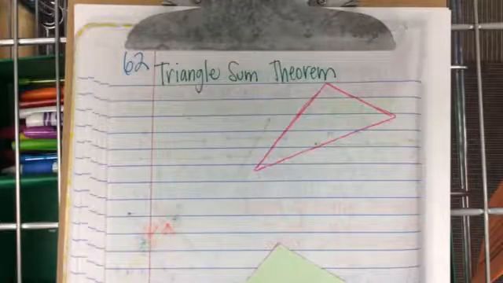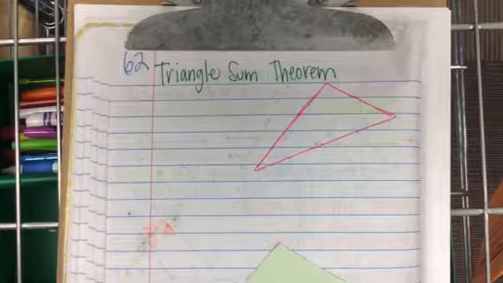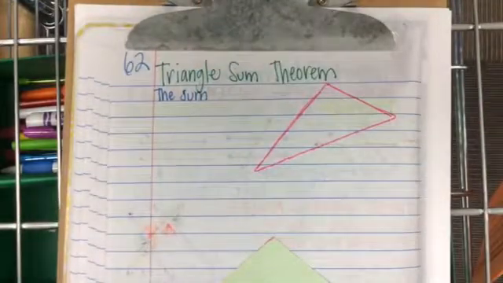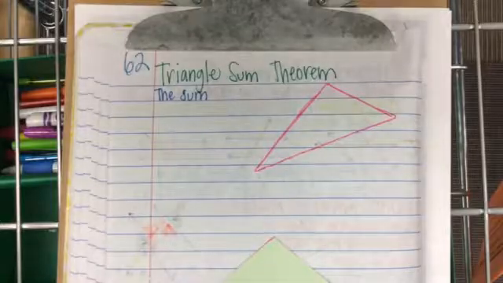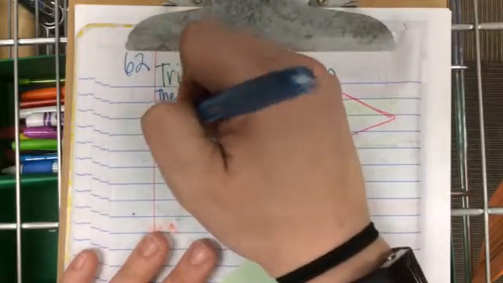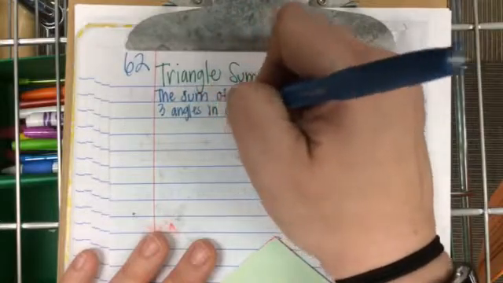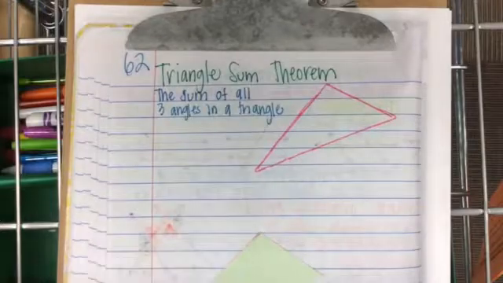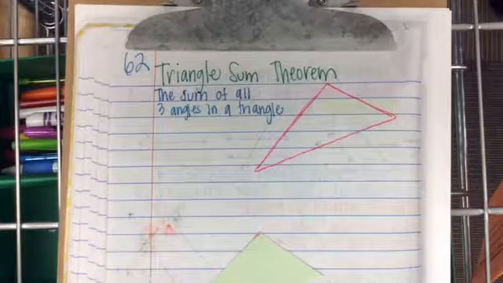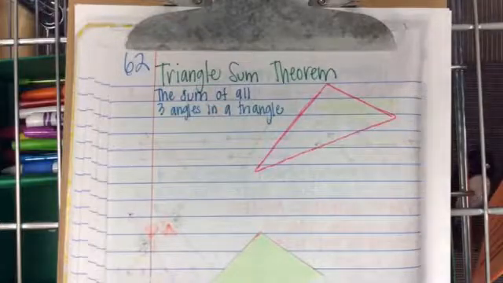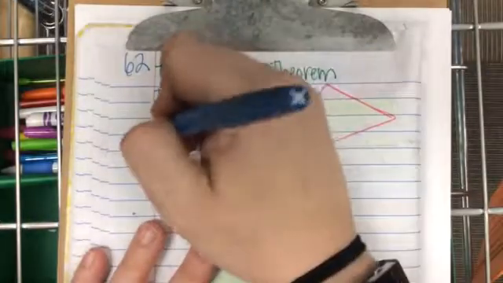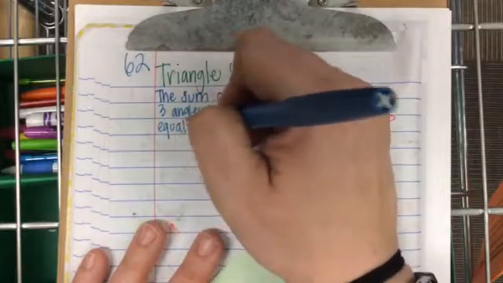And the triangle sum theorem is this. The sum, what does sum mean? The addition. The answer to adding. So if I add the sum of all 3 angles in a triangle. By definition, a triangle has 3 angles, correct? If I add all 3 angles, the sum of all 3 angles in a triangle equals 180 degrees.